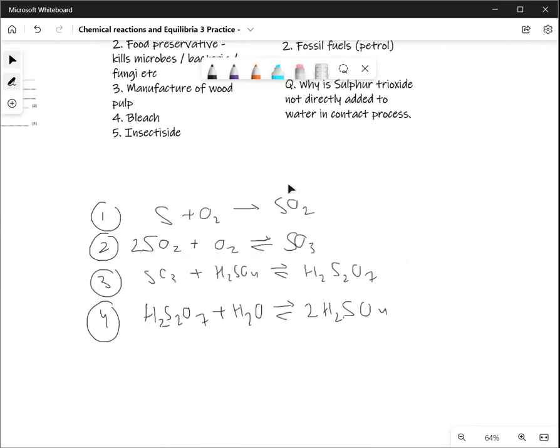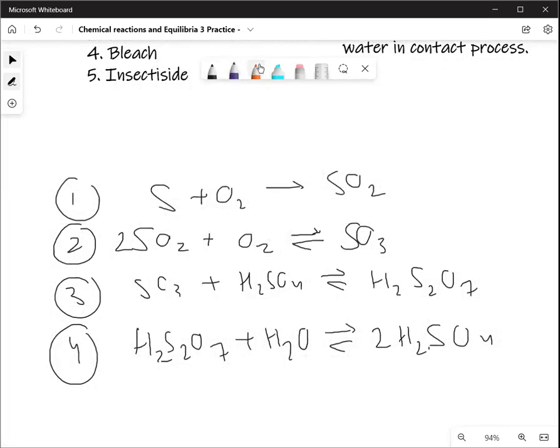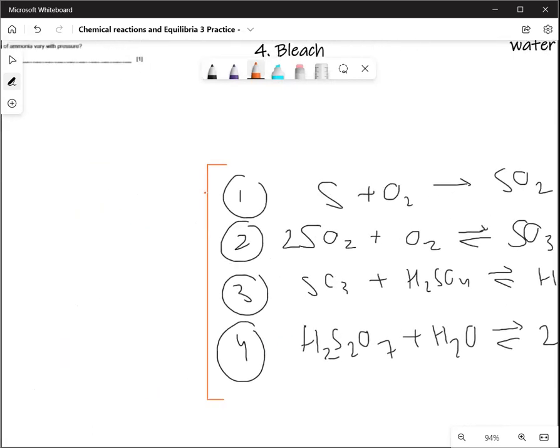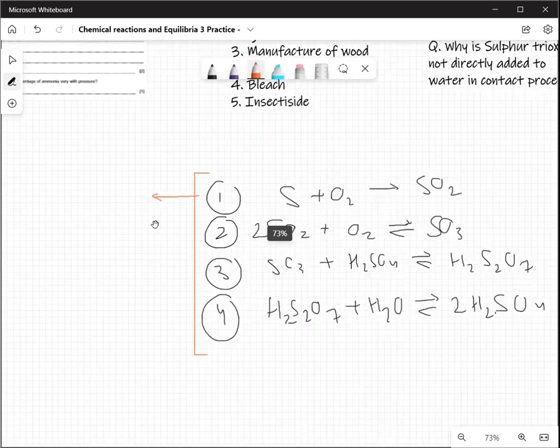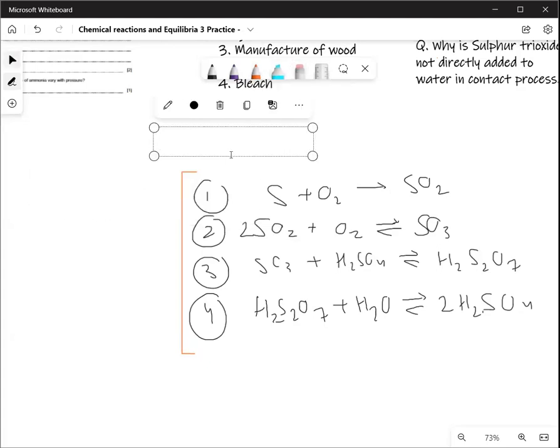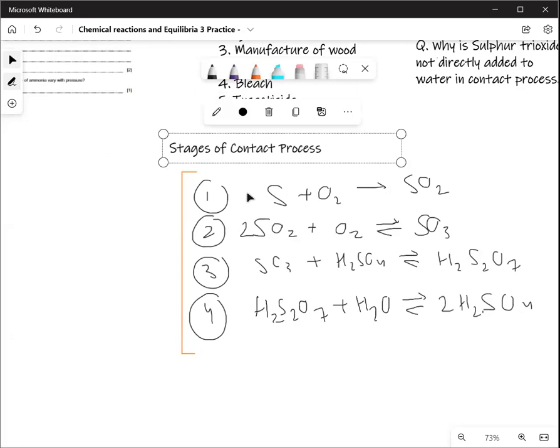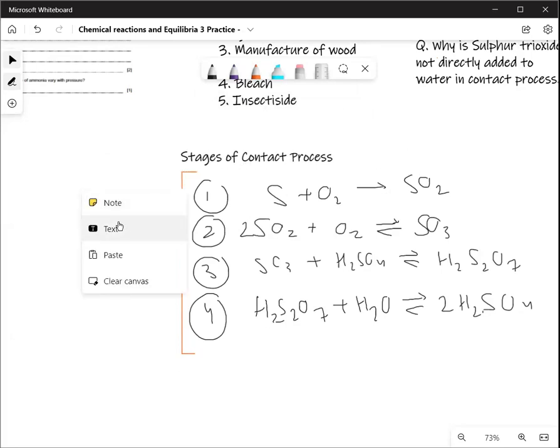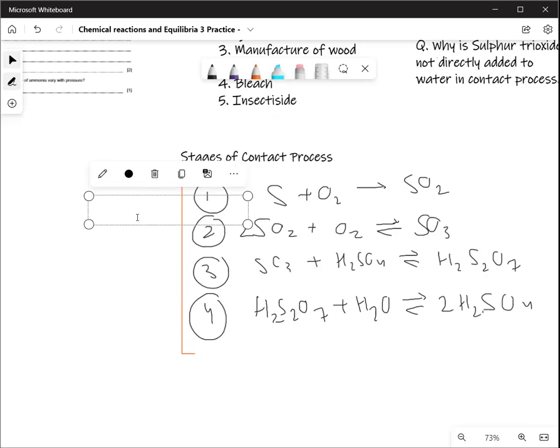Now, Niranjana, what do you know about the contact process so far? We know that there are 4 stages. How many stages? 4 stages. The first one is, what is the first stage? Voice is lagging. Now, can you hear me? What is the first stage? Yeah, now it's okay. The first stage is converting sulfur into sulfur dioxide. So, making sulfur dioxide.